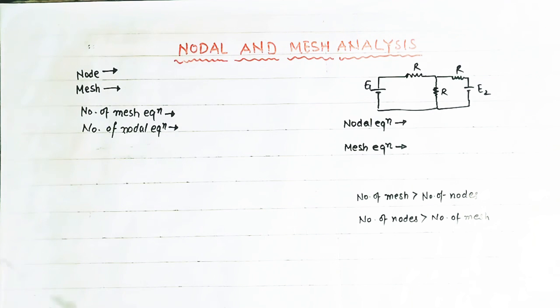Friends, in this video we will study the concepts of nodal and mesh analysis. So before starting, first I will tell you what is a node and what is a mesh. A node is a point where more than two branches meet. So the minimum number of branches at a node is equal to 3.